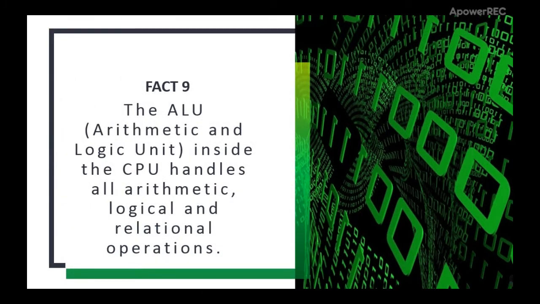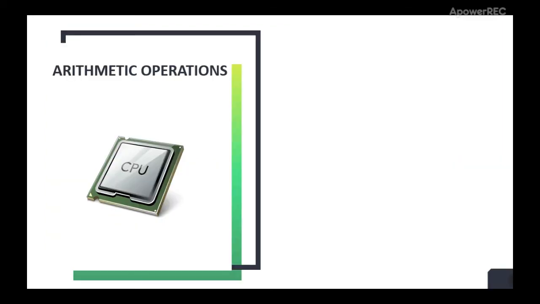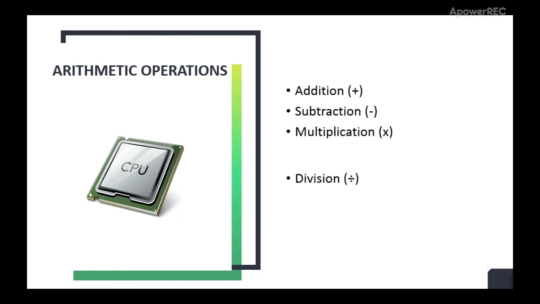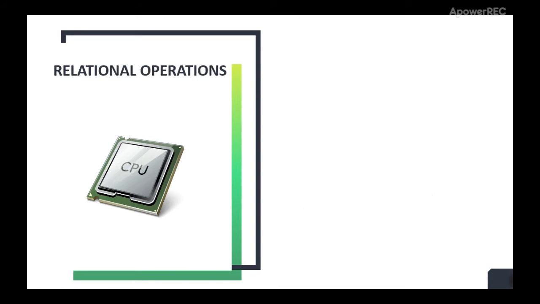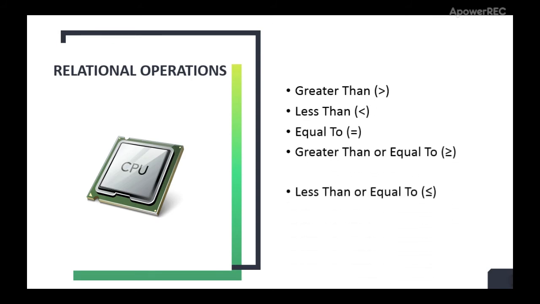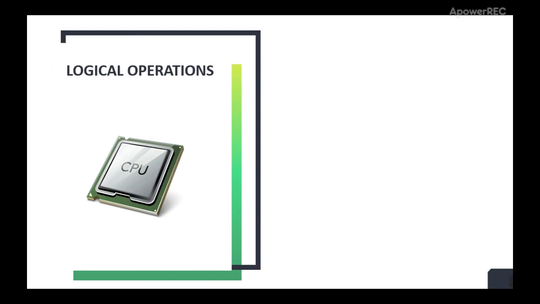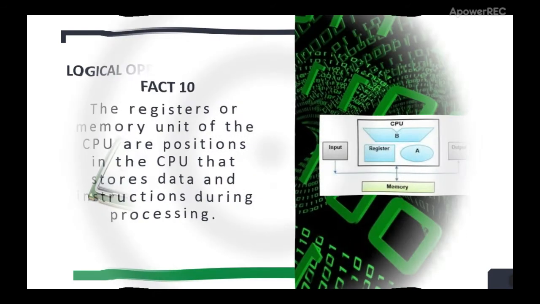Fact number 9. The ALU, Arithmetic and Logic Unit, inside the CPU handles all arithmetic operations, which involve addition, subtraction, multiplication, division, raised to power, trigonometric functions, and so on. Relational operations, which involve greater than, less than, equal to, greater than or equal to, less than or equal to, not equal to, and so on. And also they handle logical operations like the AND, OR, and NOT operations.